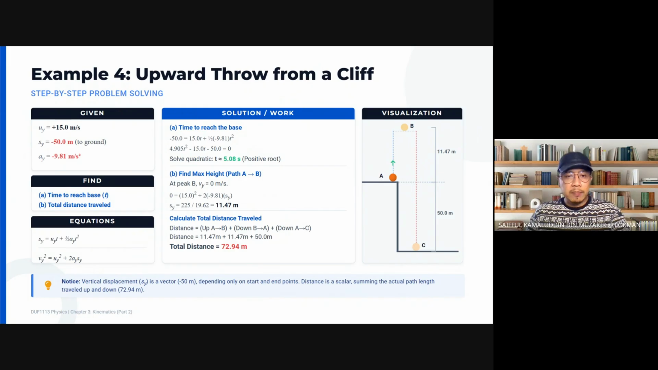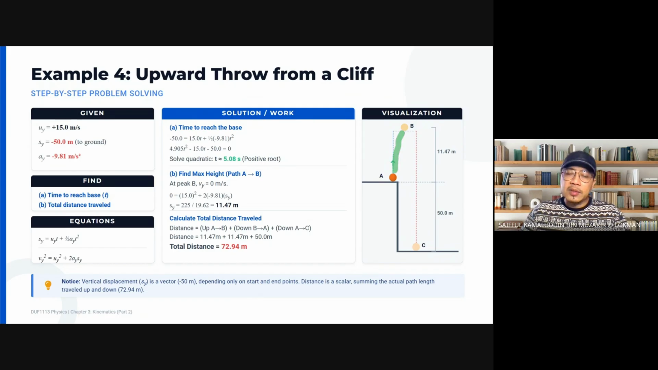Look, B, total distance travel. Oh, all right, total distance travel. The 11.47 is not given. Ini jawapan. I accidentally revealed the jawapan. But anyway, we need to calculate. So from A to B is unknown, B to A is unknown. We only have from A to C. We only have that information. But anyway, we could calculate from A to B.